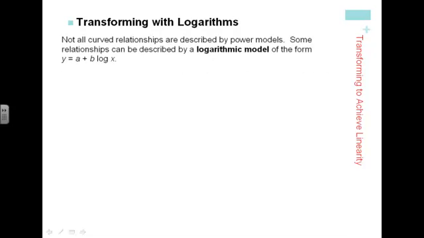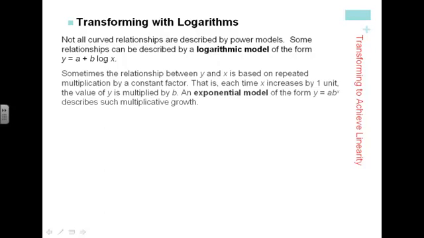Not every curved relationship is a power model, for example. Some of the relationships can be described using a logarithmic model, a plus b log x. Sometimes the data x grows in a way in which you start with a value, and let's say it doubles every 4 hours, like bacteria growth.